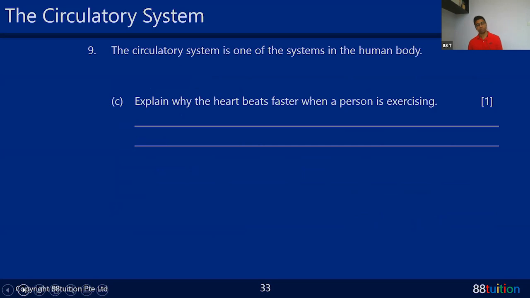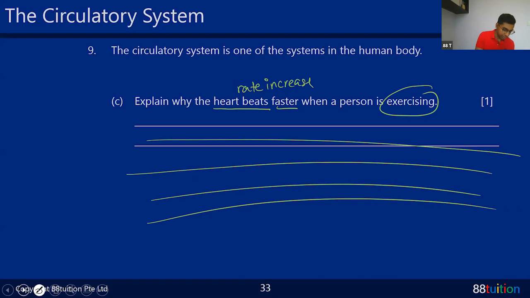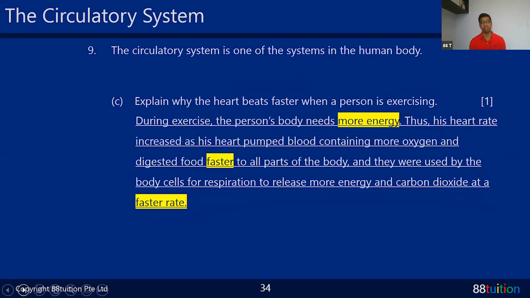That's just one mark. Explain why the heart beats faster when the person is exercising. What does that mean? Why is Ali going mad here? Because it's the same question. Sometimes they say why does the heart rate increase, sometimes they say why the heart beats faster. It's the same thing, when the person is exercising. Exactly. So write the same from earlier, and that's it. You get the marks again.